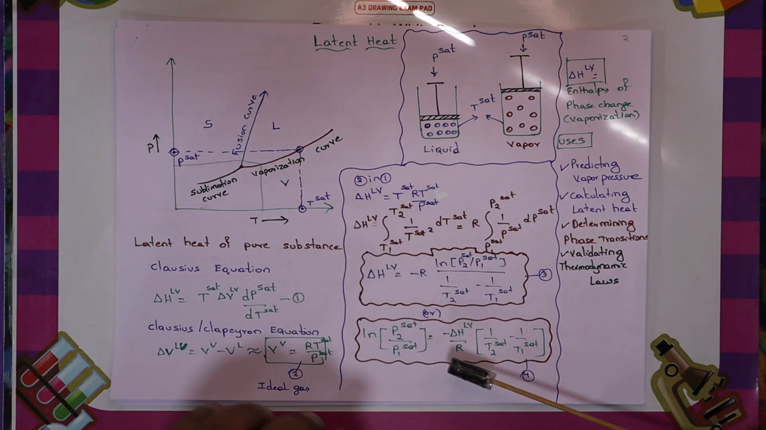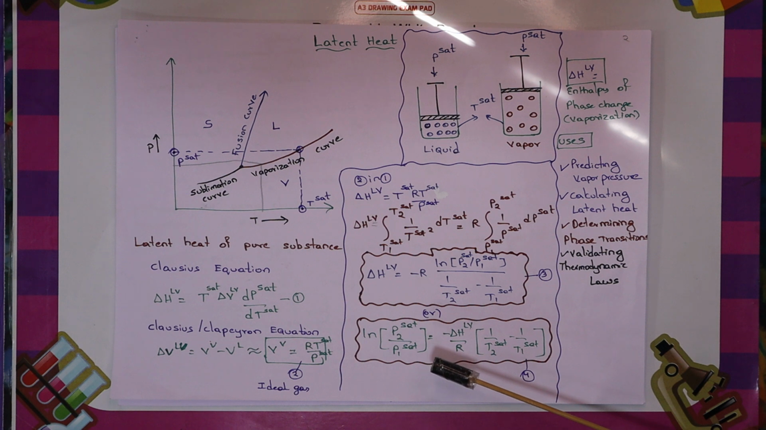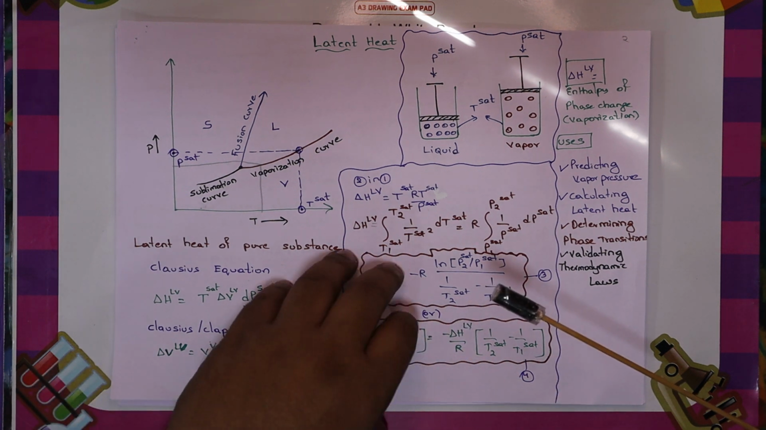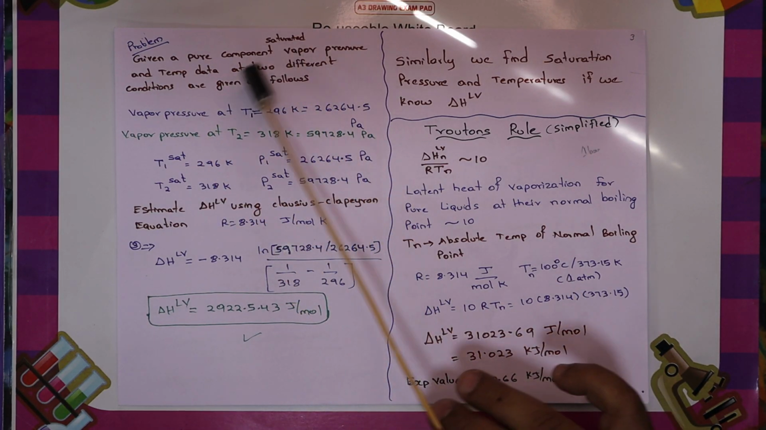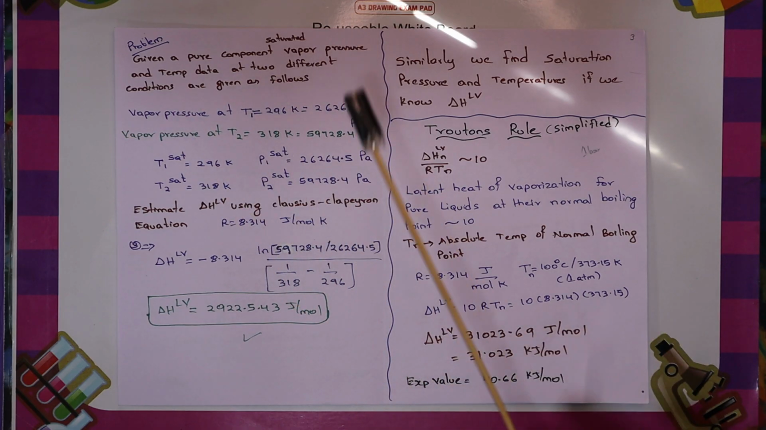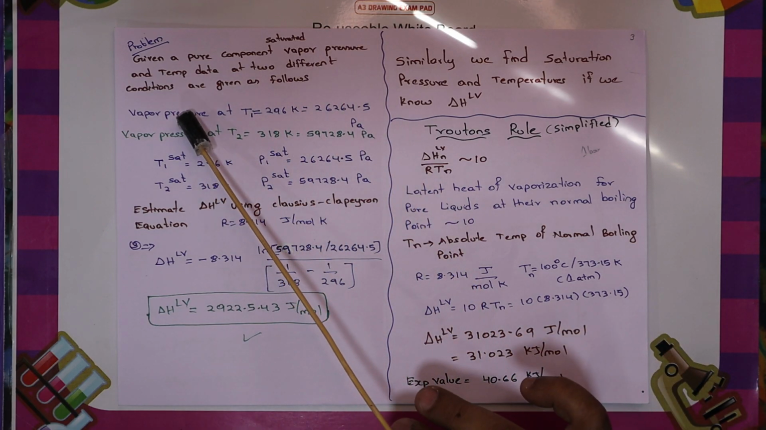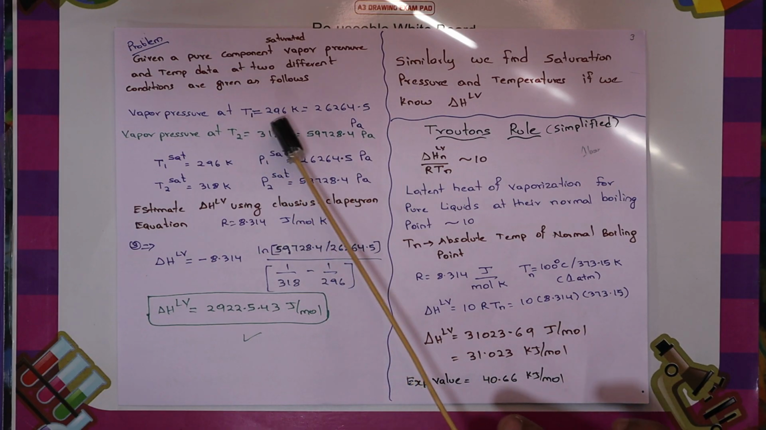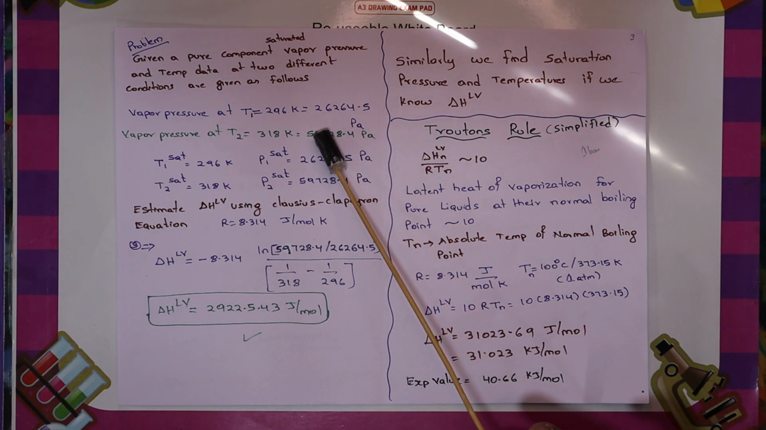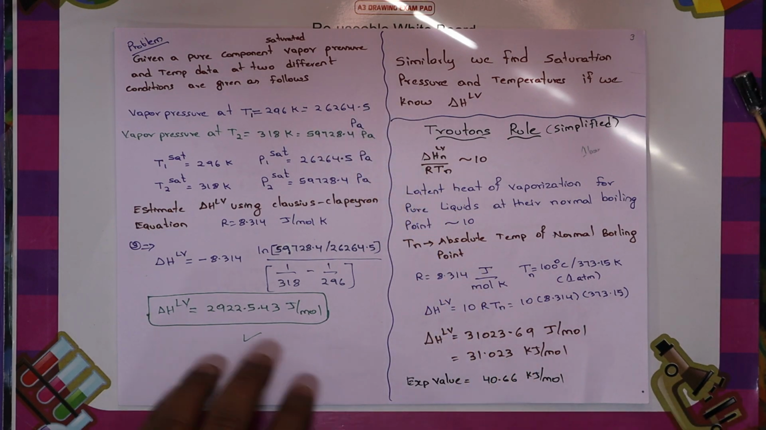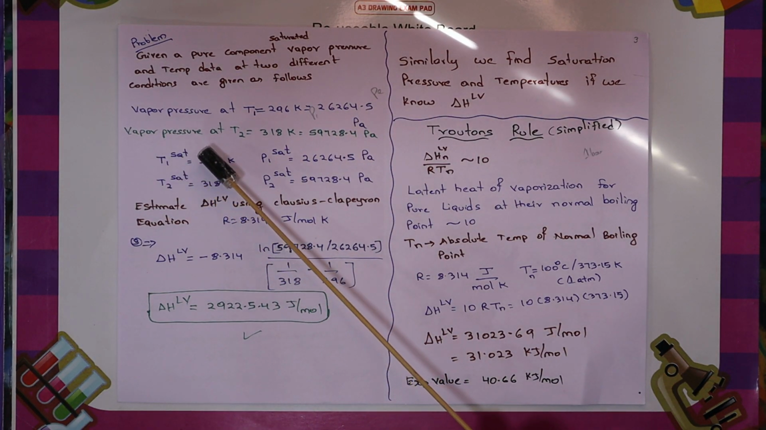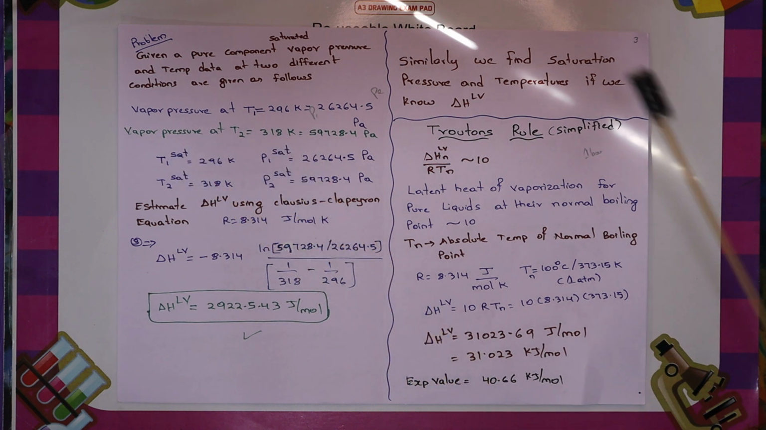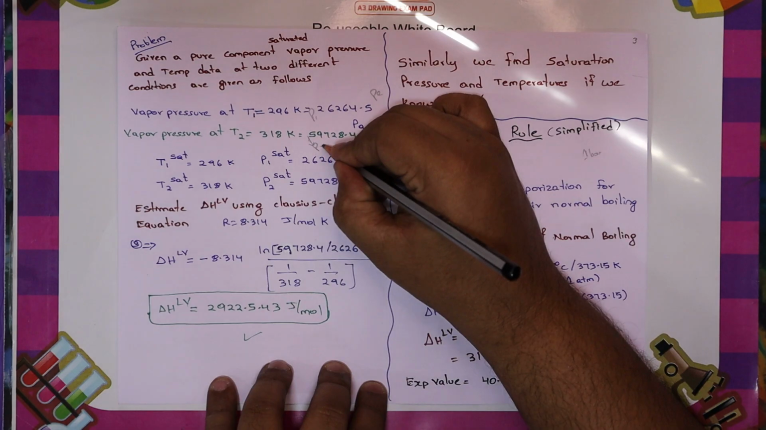So let us use this Clausius-Clapeyron equation in an example. Given a pure component, saturated vapor pressure and temperature data at two different conditions are given. It is said that the vapor pressure at temperature T1, 296 Kelvin, is 26264.5 Pascal. This is T1, and the vapor pressure at temperature T2, that is 318 Kelvin. So this P2 sat is given.